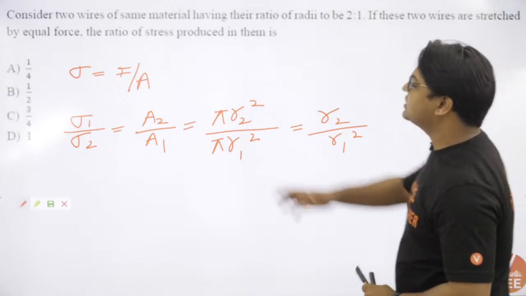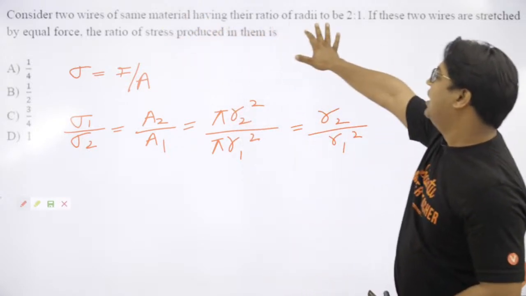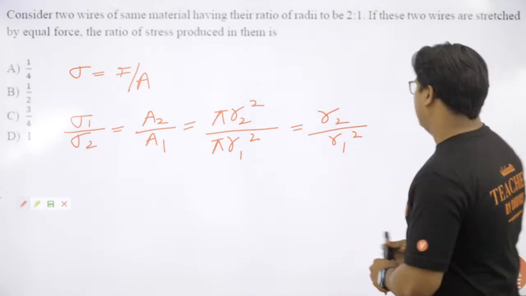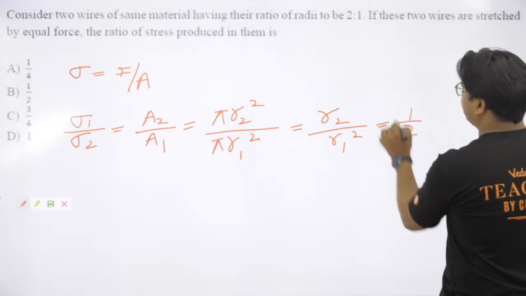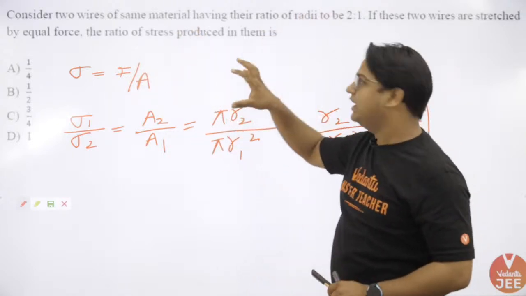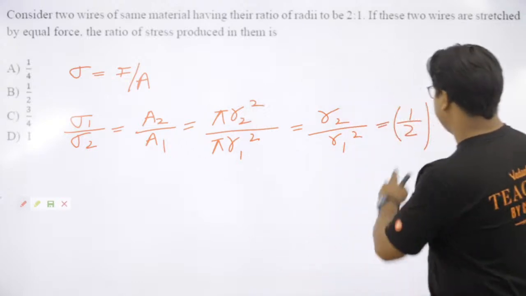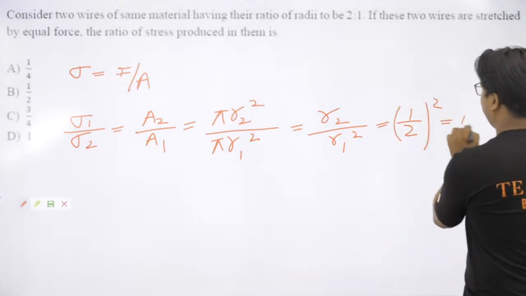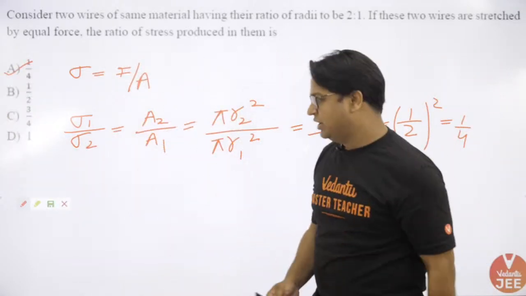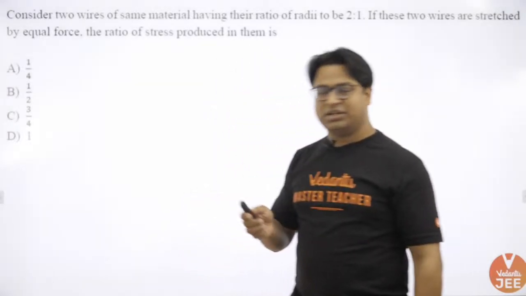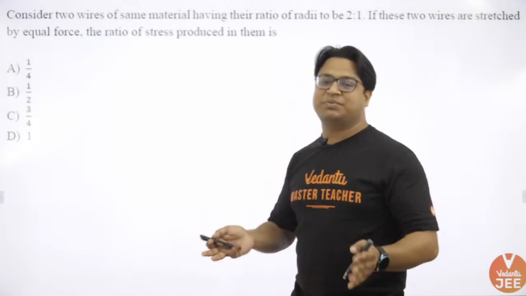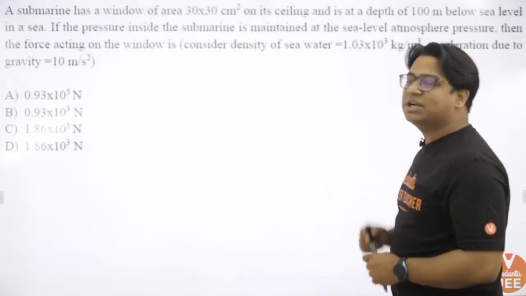Check this. The question says there are two wires of the same material, having the ratio 2:1. So the ratio of the radii is given as 2:1. I'll be substituting 1 upon 2 here, because 2 stands for the radius of the first wire, and 1 stands for the radius of the second wire. So we'll be using 1 by 2. The square of this is 1 by 4. In the options we do have 1 by 4, so option A will be the correct one. Again, a straightforward question, nothing fussy, no complications, not mathematically, not conceptually. Now let's have a look at the next question.